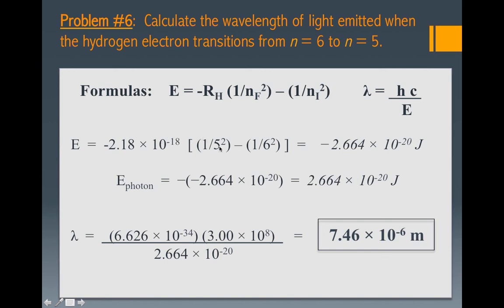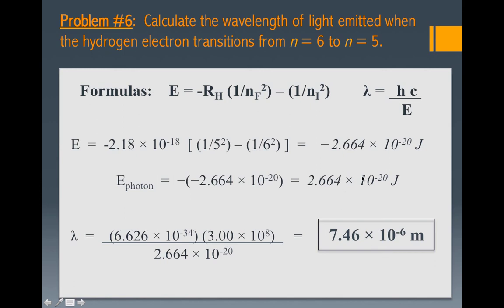So the next problem is calculate the wavelength of light emitted when the hydrogen electron transitions from the n equals 6 to the n equals 5 orbital. So we're going to use that equation we talked about before, E equals negative R_H times 1 over the final orbital squared minus 1 over the initial orbital squared. So we're going to do negative 2.18 times 10 to the negative 18th, that is a constant, times 1 over 5 squared minus 1 over 6 squared. This is going to give us the energy of negative 2.66 times 10 to the negative 20th joules.